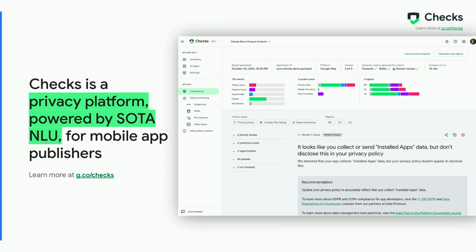And what this does is, you just see here, and this is a mock example that they use in their demo. It says here, it looks like you collect or send installed apps, but you don't disclose this in your privacy policy. So developers can get this feedback before things ever get deployed. And they run lots of checks. If you get a red signal, it means you better really pay attention. This is a bad problem. Purple ones are potential issues. Maybe you need to look a little more in. And the green ones are all the checks that you've passed.